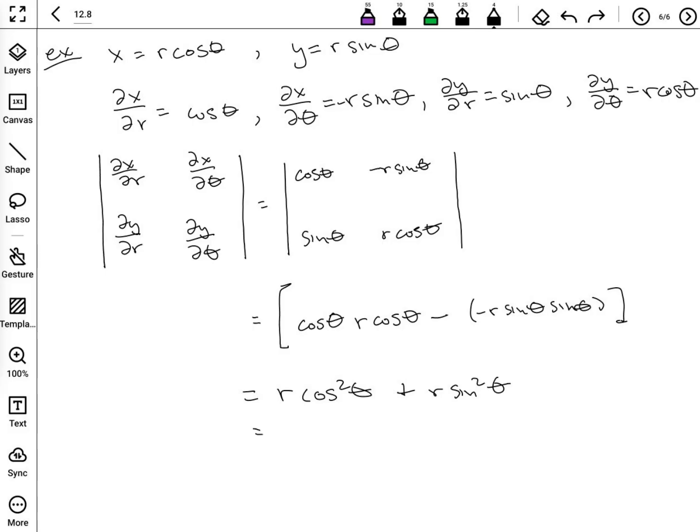Or I can pull out that common r, leave cosine squared theta plus sine squared theta inside. But we know cosine squared plus sine squared is 1, so that does just become r, which is exactly what we saw when we learned about polar coordinates at the start of this group of chapters, which is that if we take dx dy, we're always going to have r dr d theta.